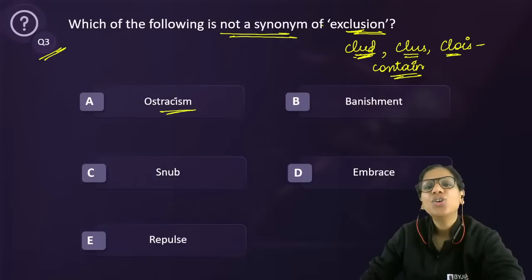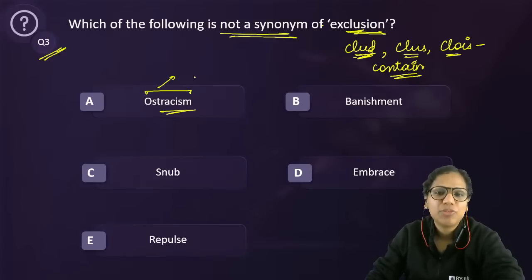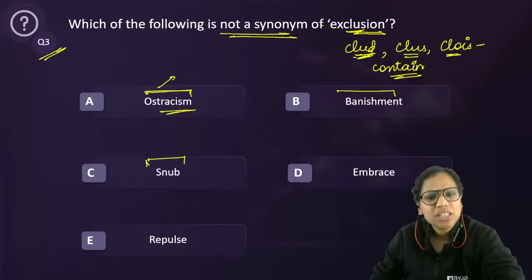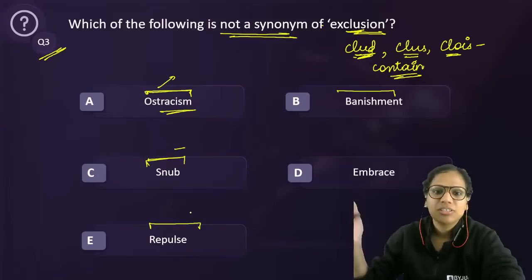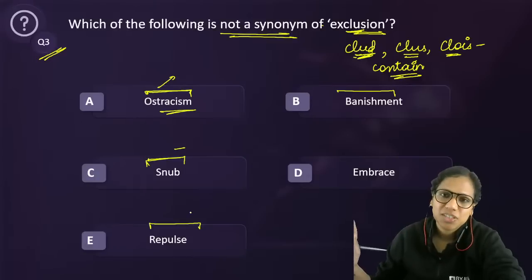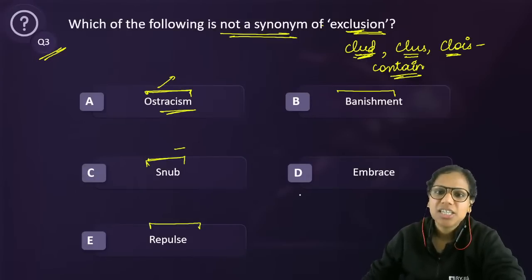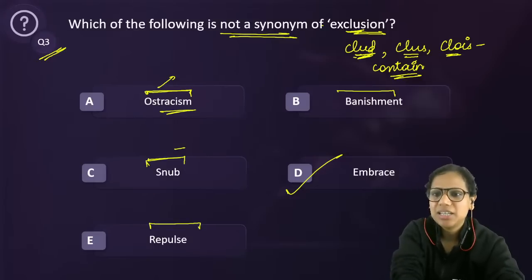Ostracize means when you exclude someone from a group, when you banish them, when you exile them. Ostracism, banishment. To snub someone again means that you are not giving due importance to that person, you are ignoring that person, you are excluding that person from places. Repulse again, when you repel someone, you again don't want to be near that person. So all of these are related ideas. It is only embrace that is not a synonym, and that's why D is our answer.